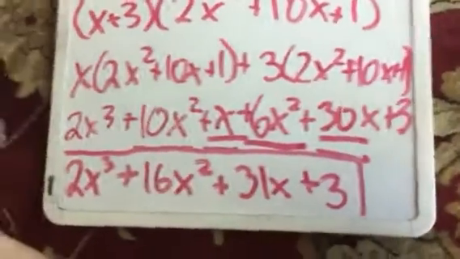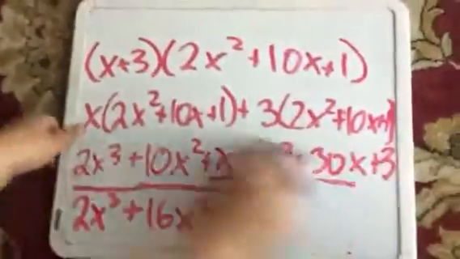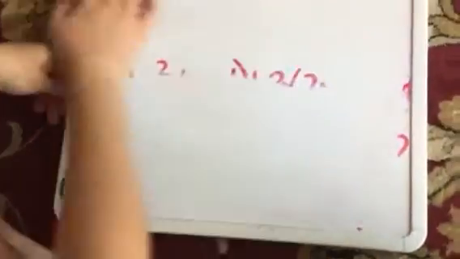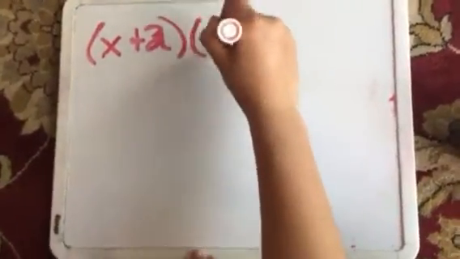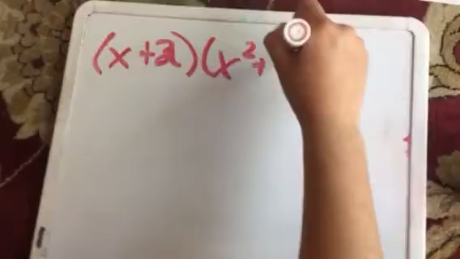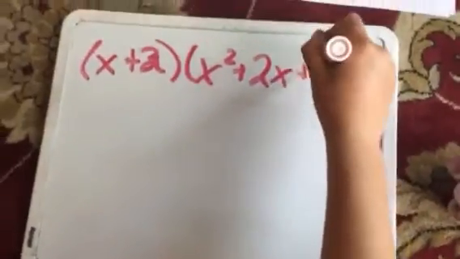So now let's try a practice problem. So our practice problem is, let's do number 1. Practice problem number 1 is x plus 2 times x squared plus 2x plus 4.